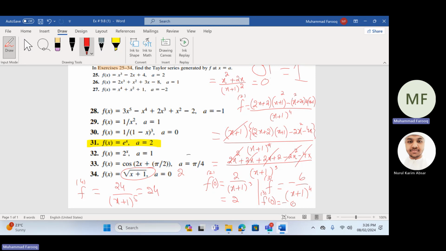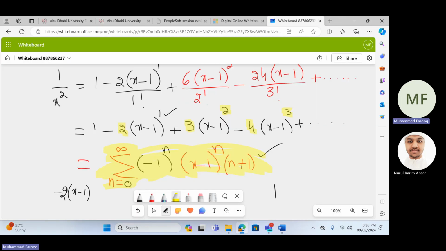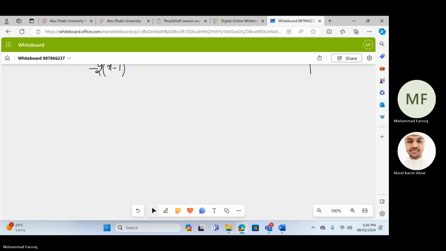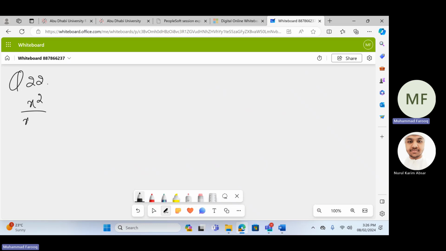24. Yes, good. So I got my second derivative: 2, third: negative 6, fourth: 24. Understand? Please make the series now. Which question number, please? 22. Okay, now we are making the Maclaurin series because there is no a. So the function was x squared over x plus 1.